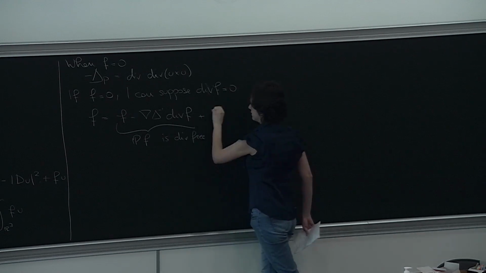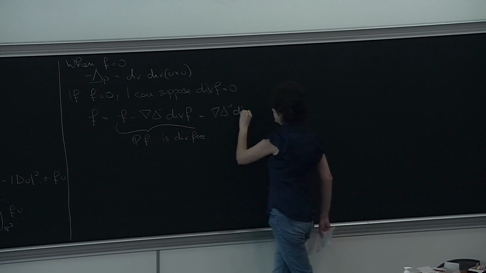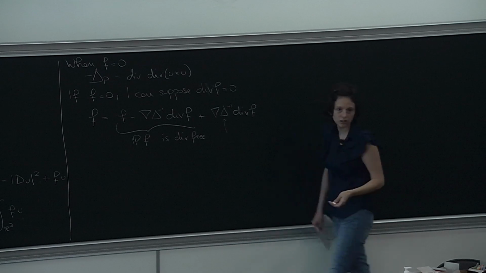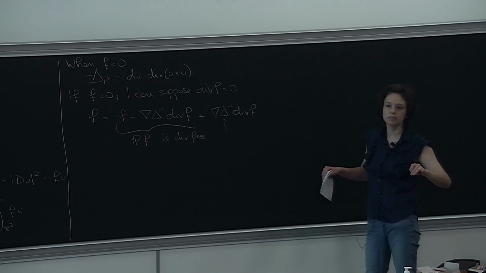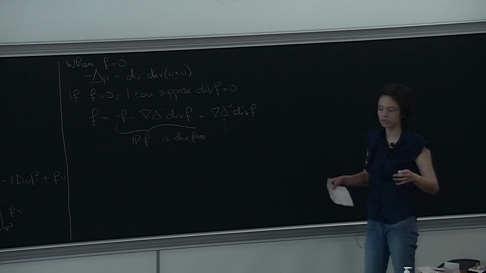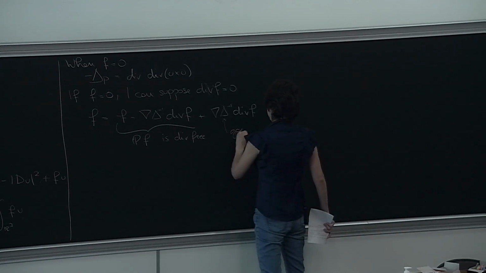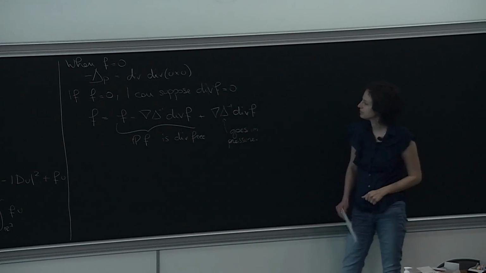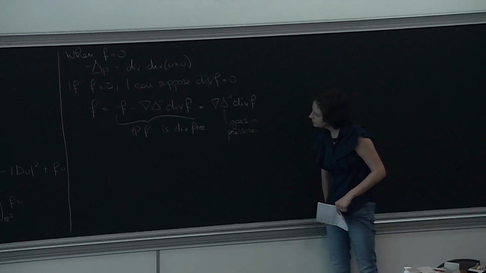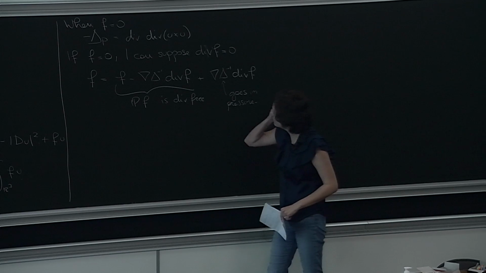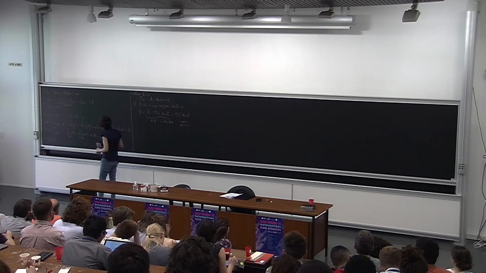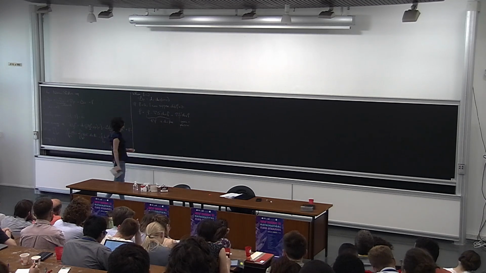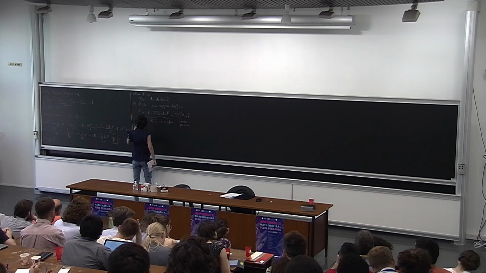And then I have this part, which is a gradient. So this part is a gradient of something, so it can be hidden in the pressure. Up to changing the pressure, it goes in the pressure. Okay. So my force, I can assume it divergence free.